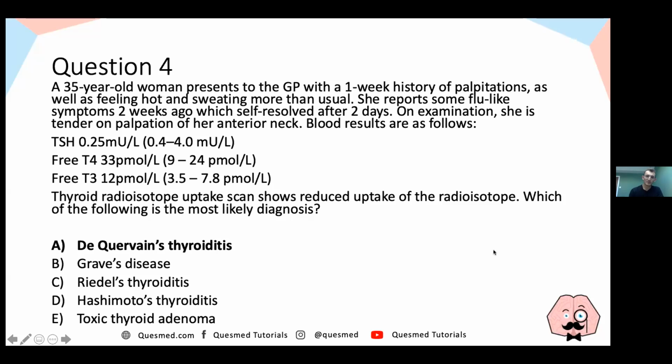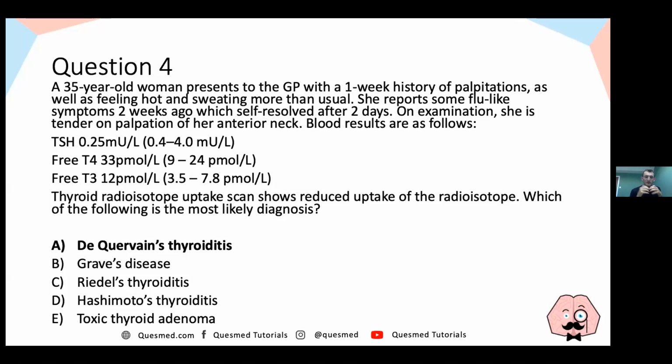Excellent. The answer to that one is de Quervain's thyroiditis, which is a post-viral thyroiditis. The clues in this question are that this is a young woman, again, with no past medical history. She has had a recent flu-like illness, and she has a painful anterior neck. De Quervain's thyroiditis is painful. As you can see from the blood results, again, this is a picture of primary hyperthyroidism: high T4, high T3, and a low TSH.